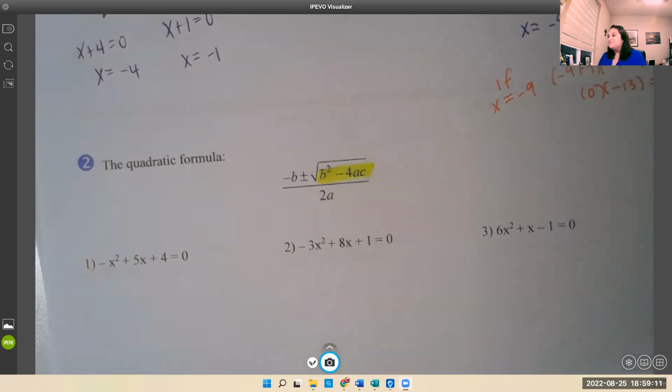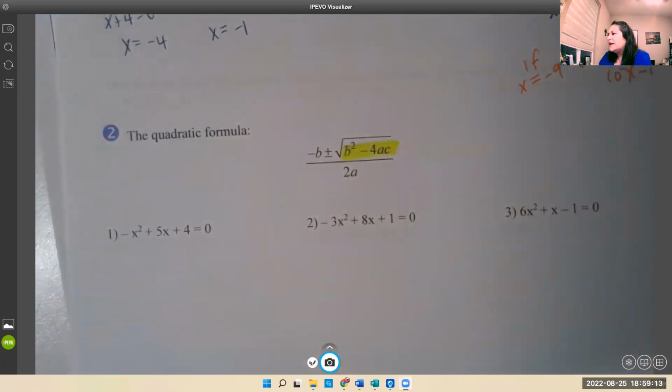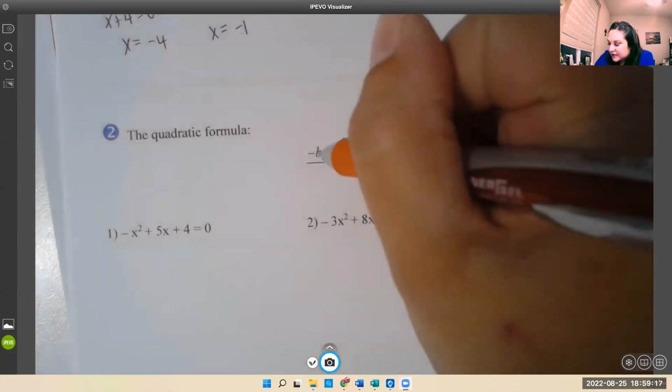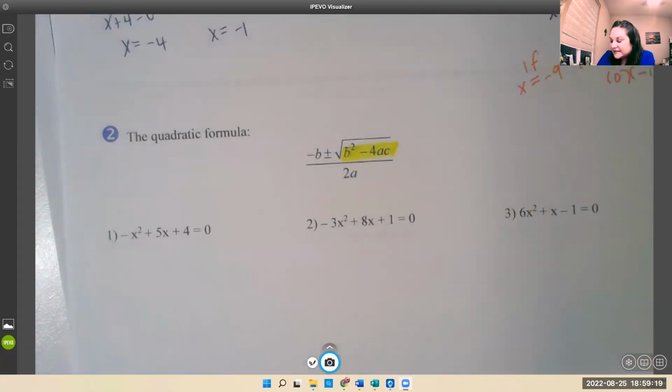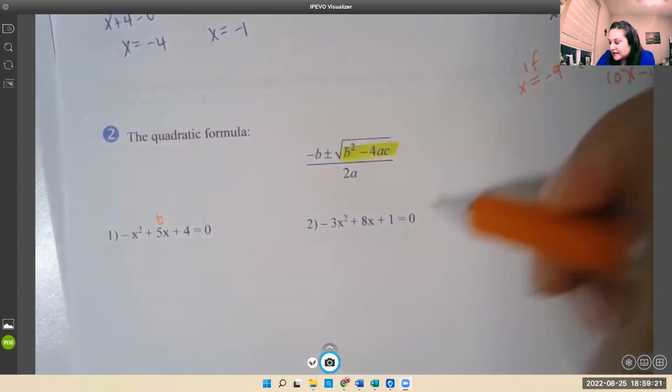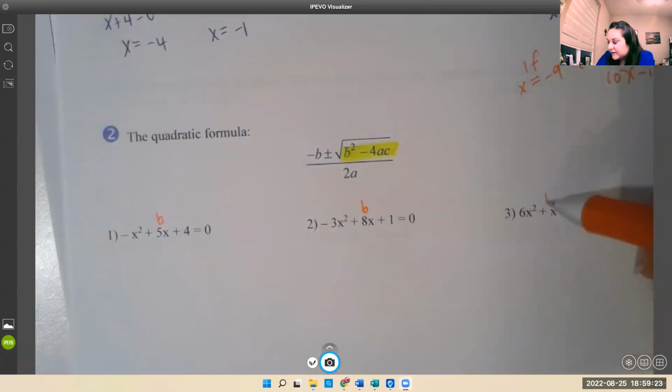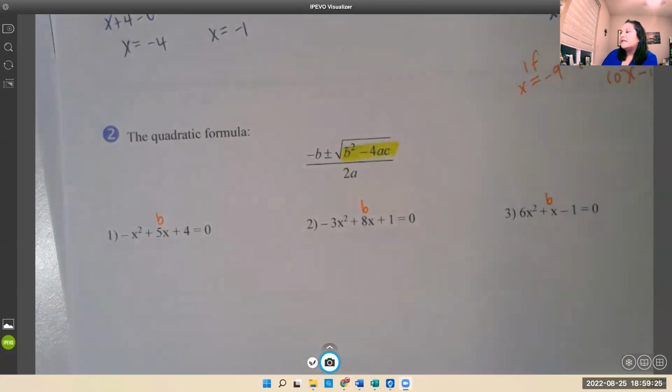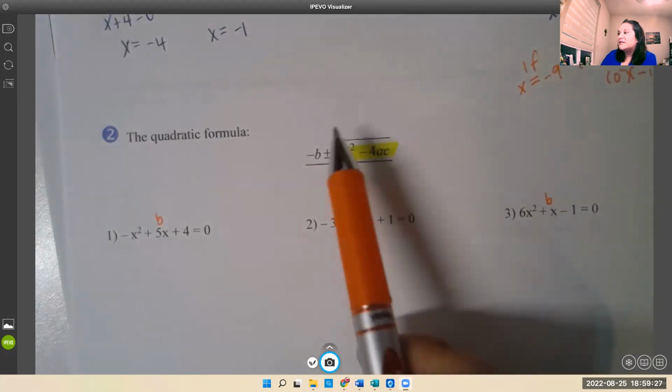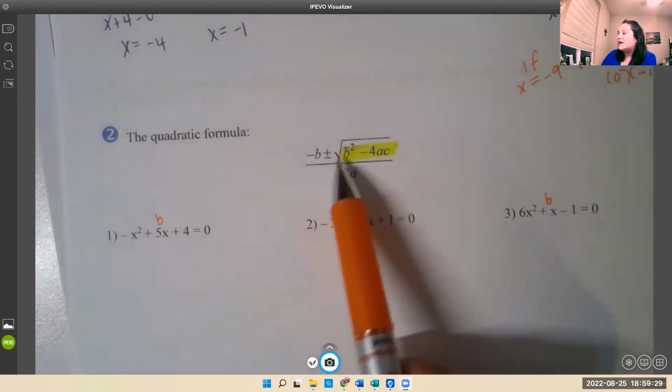So when I look at this formula, I see that the b shows up twice. The b is whatever the coefficient of x is. And the first thing you do is you take the opposite of b.